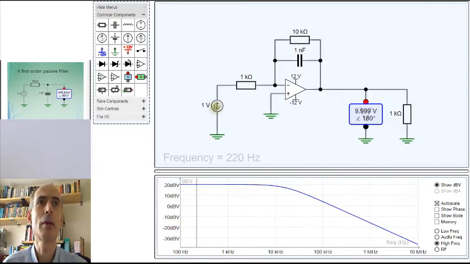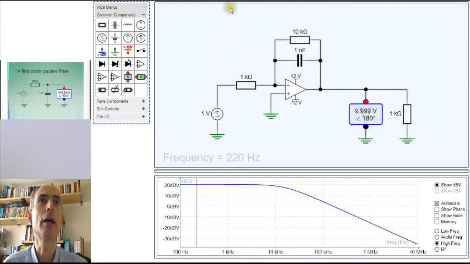This particular active filter takes some current from the input. So if there was another resistance here on the input, then the overall gain of this filter would change. But the pole frequency wouldn't, because the pole frequency is just determined by this feedback resistor and this capacitor.